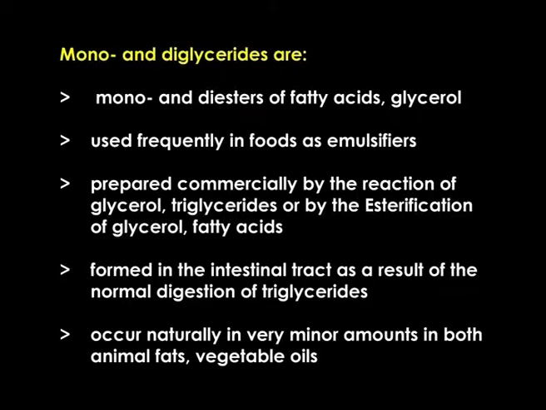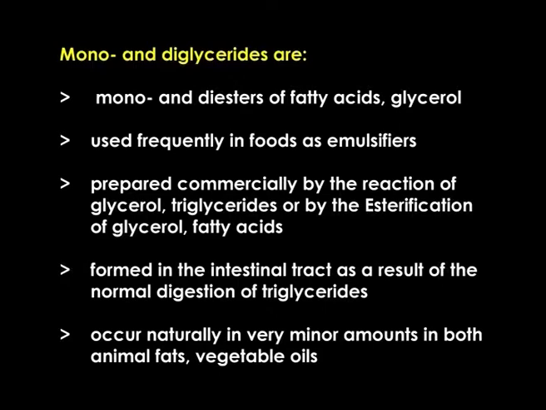Moving on to the minor components. Mono and diglycerides. Mono and diglycerides are mono and diesters of fatty acids and glycerol. They are used frequently in foods as emulsifiers. They are prepared commercially by the reaction of glycerol and triglycerides or by the esterification of glycerol and fatty acids.